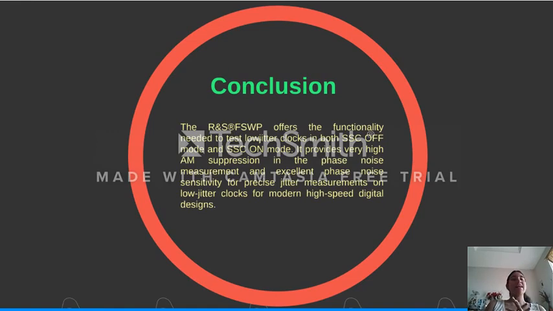And finally, we have the conclusion. The RNS VSWP offers the functionality needed to test low jitter clocks, in both close-in SSC mode and LC mode. It provides very high AM separation in the phase noise measurement and excellent phase noise sensitivity for pre-set jitter measurements on low jitter clocks for modern high-speed digital designs.